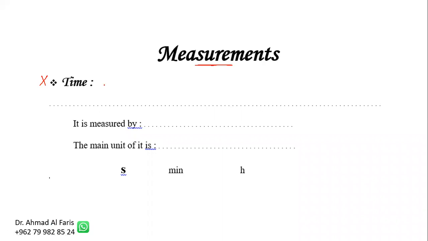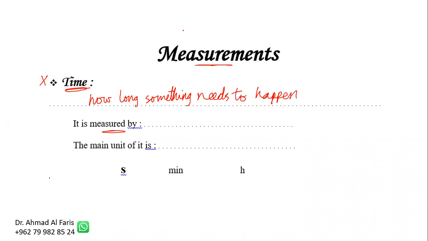Okay, if I want to measure what's the meaning of time, it's how long something needs to happen. Is this in our syllabus? No, it's not, but we can define it like this: how long something needs to happen. So it is measured usually by something like what? Like a stopwatch, or a clock or a timer. Okay, we can answer this question.